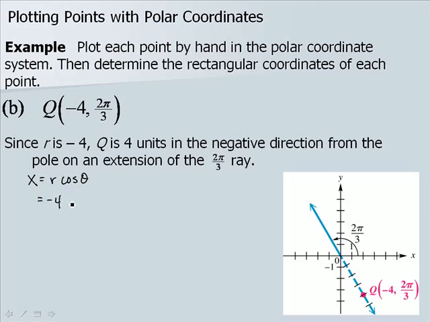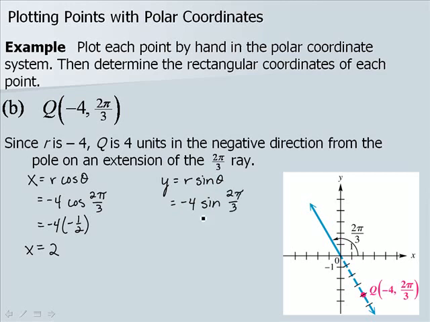So x will be negative 4 times the cosine of 2 pi over 3, which is negative 1/2. So we'll get that x is equal to positive 2. And y, which is our r sine of theta, is negative 4 times the sine of 2 pi over 3, which is the square root of 3 over 2. So we end up with the value of y of negative 2 square root of 3. So our ordered pair is 2 and negative 2 square root of 3.